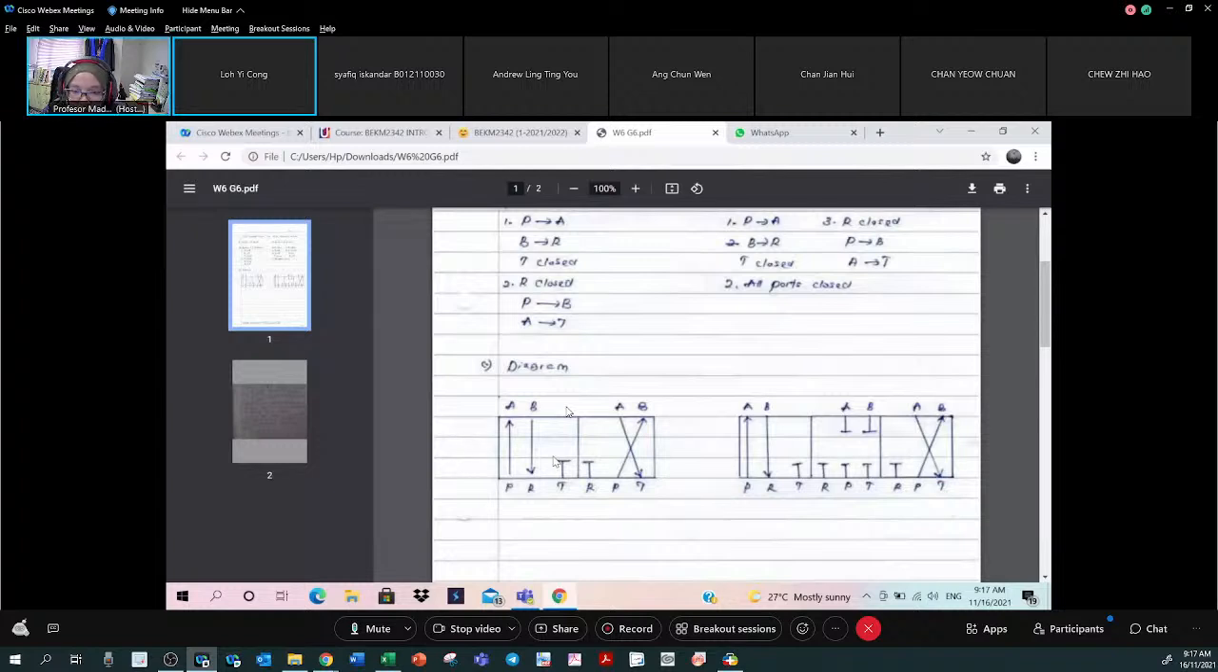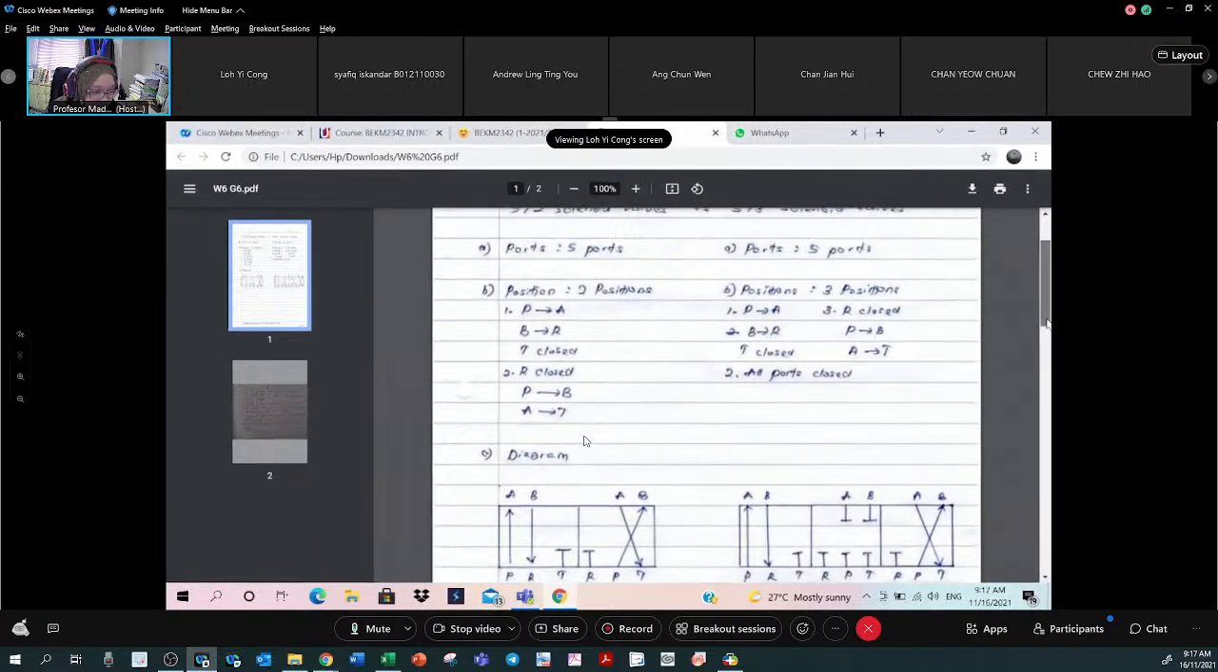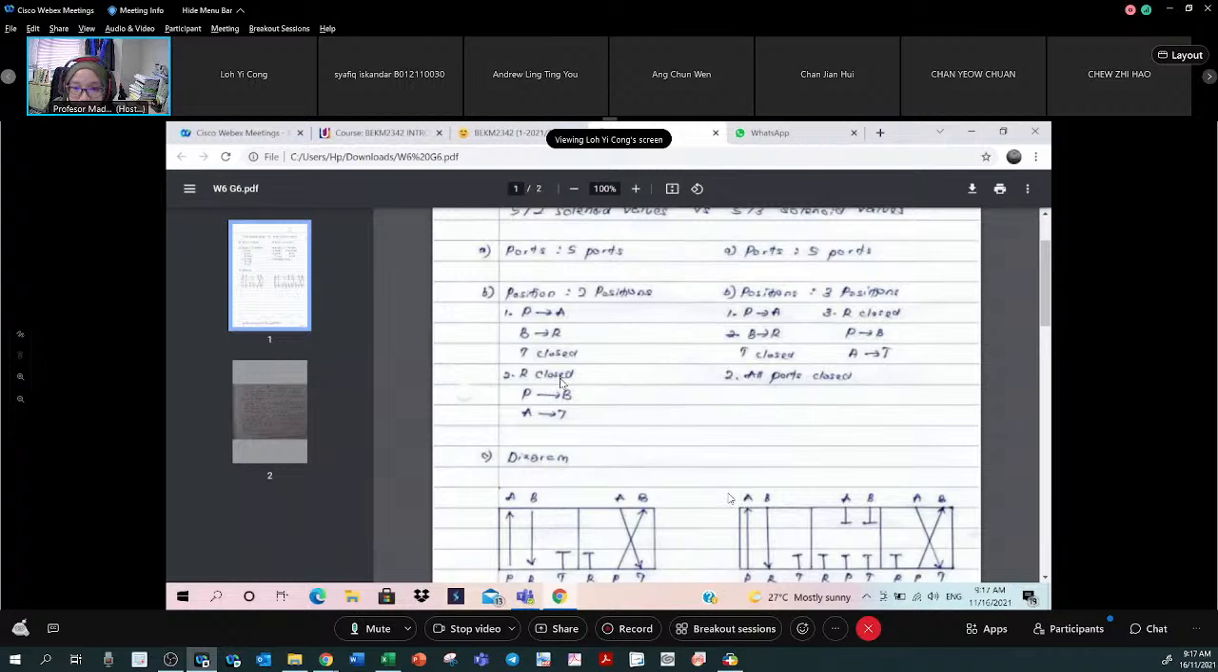Anything else you want to explain on the 5/2 solenoid valve and its second position? The second position is port P connected to port B and port A connected to port T. This connection will divert the flow of oil to the reservoir. I think I understood that.